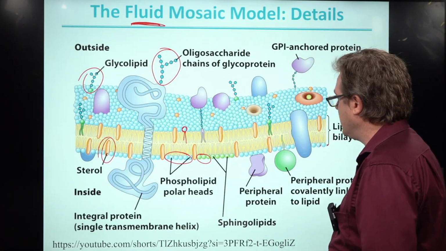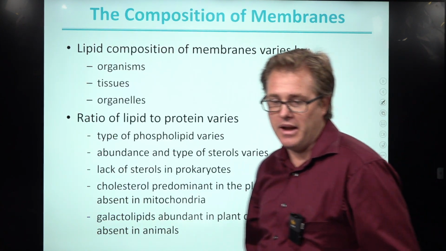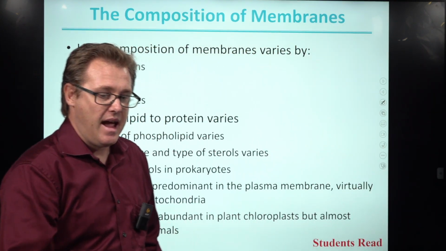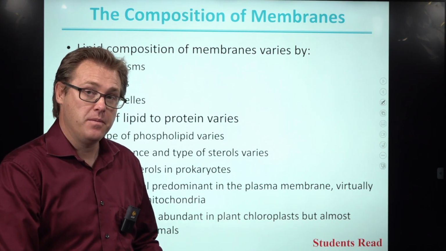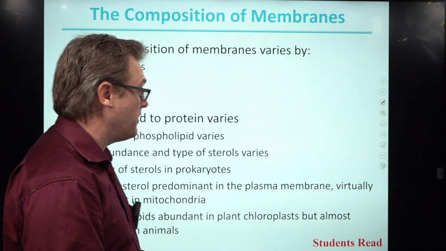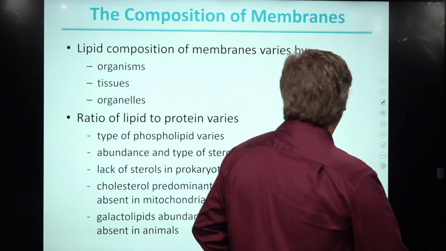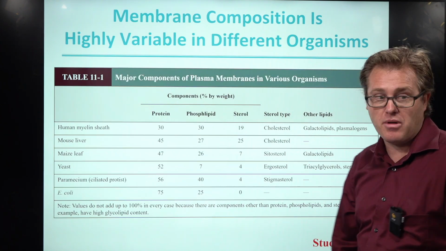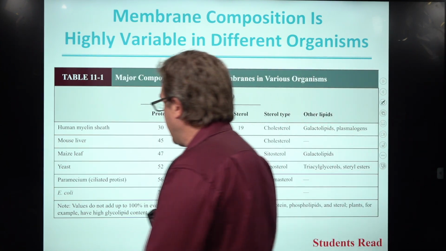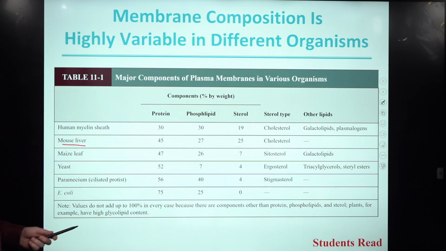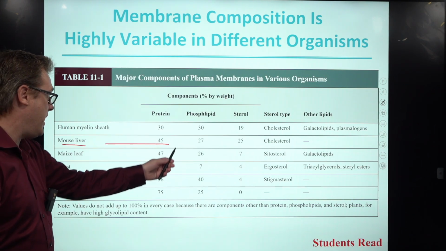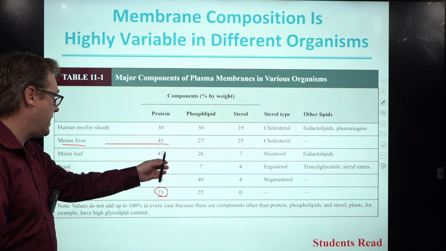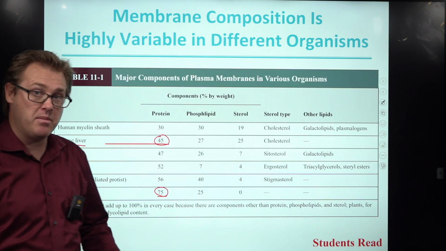So if we go to the next slide, we see something here talking about the composition of membranes. It's going to differ based off of the organism, the tissue, where these cells are found. It's all going to have a variety of what's in that membrane. And so this table right here shows us, when we're looking at different types of species, mouse, yeast, E. coli, and so forth, the composition of the cell membrane. From mouse at 45 to E. coli at 75%, that is the proportion of the membrane that is protein.